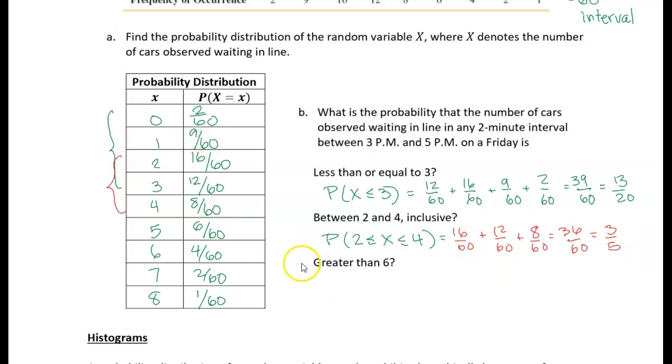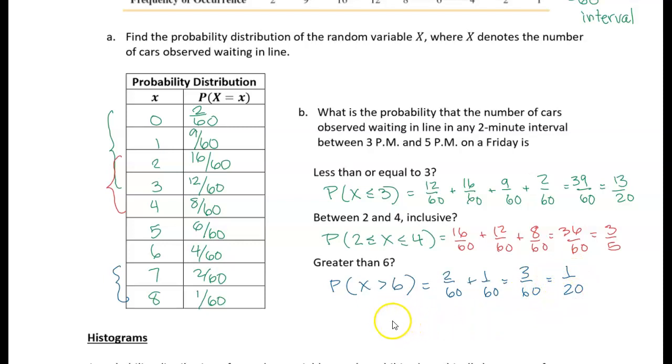All right, so let's use a different color for this one. What's the probability that we had greater than 6 cars waiting in line? So probability that the random variable is greater than 6. Okay, it says greater than, not greater than or equal to, so I'm not going to include 6. I'm just going to add up these two. 7 and 8 are the only ones greater than 6. So I'm just going to add 2 out of 60 plus 1 out of 60, which is 3 out of 60, which is 1 out of 20.